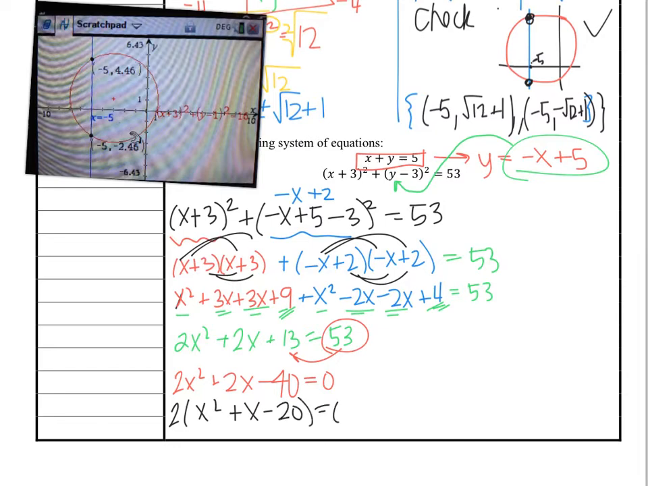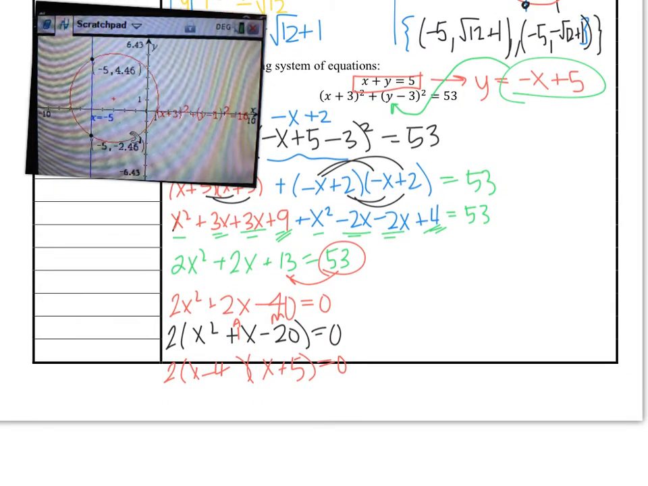And then we've got to factor by add multiply. So I'm adding to this invisible 1, multiplying to negative 20. That means that I've got minus 4 and plus 5. So then my next step is to t-chart to get those x values. 2 equals 0 doesn't work, x equals 4, and x equals negative 5.